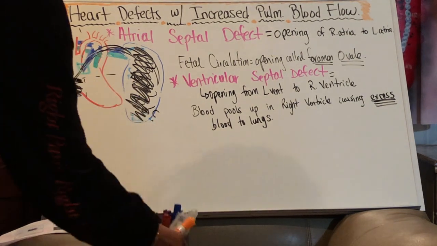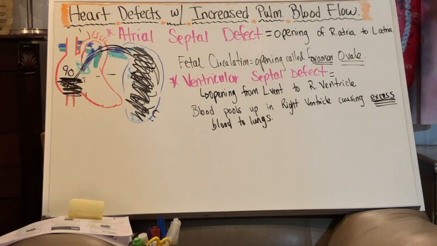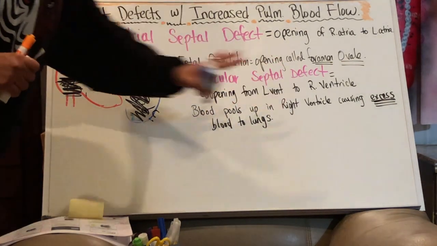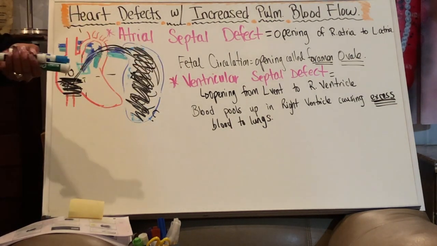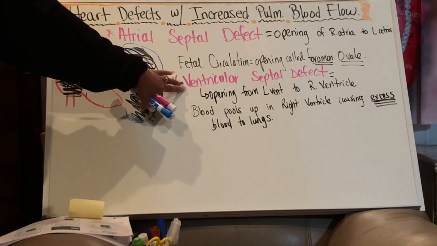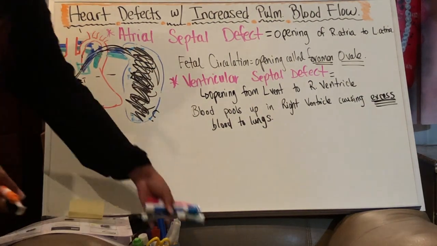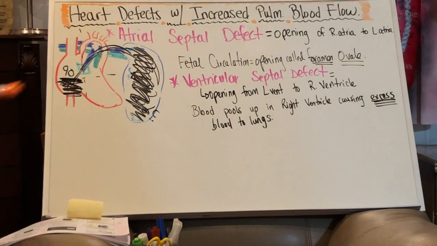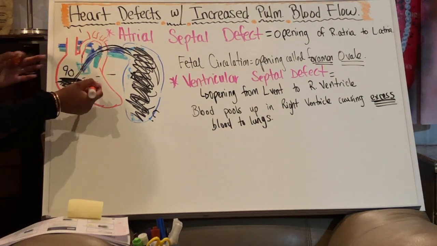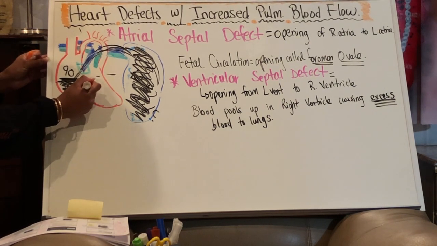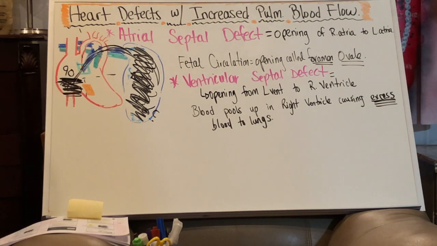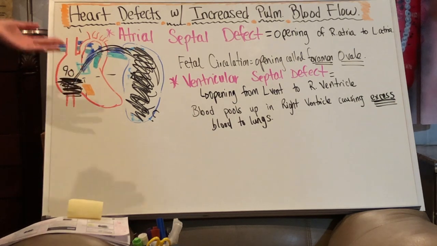Okay. The next heart defect with increased pulmonary blood flow is ventricular septal defect. So what is that? Similar to the atrial, it's an opening, however, it's in the ventricles. I'm going to do it in orange. This opening occurs between the left ventricle and the right, right where my orange marker is. So what is the problem with this defect? Why is it a problem to have this opening?